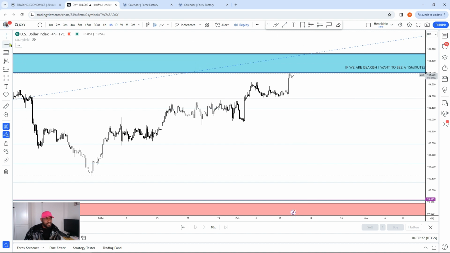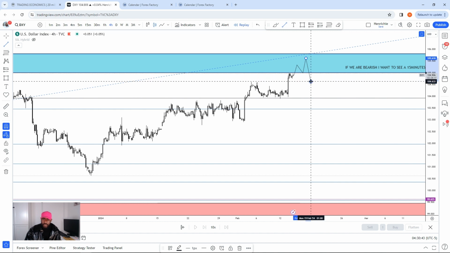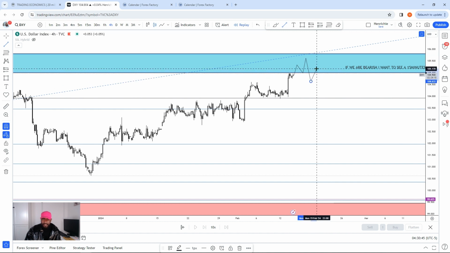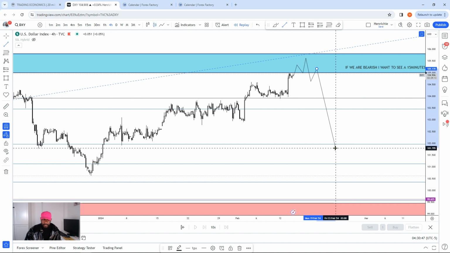If dollar comes into this key level and shows you a break of structure, this is what I mean by break of structure, a shift in market structure. This is it. We create a high, create a low, create a high, drop down, breaking the previous low. That is the break of structure. All we're looking for is a retest and a sell.